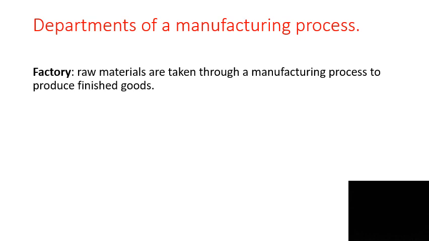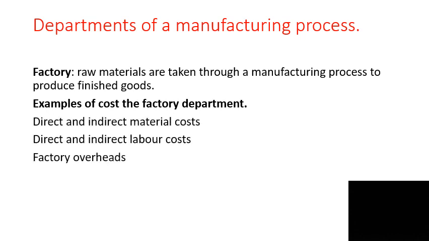Our next department, which is more important, is the factory. In the factory, that is where the actual manufacturing is taking place. Raw materials are taken through a manufacturing process to produce finished products. Examples of these manufacturing costs are direct and indirect material cost, direct and indirect labor cost, and factory overheads. So all the expenses with the prefix factory, they fall in this department.